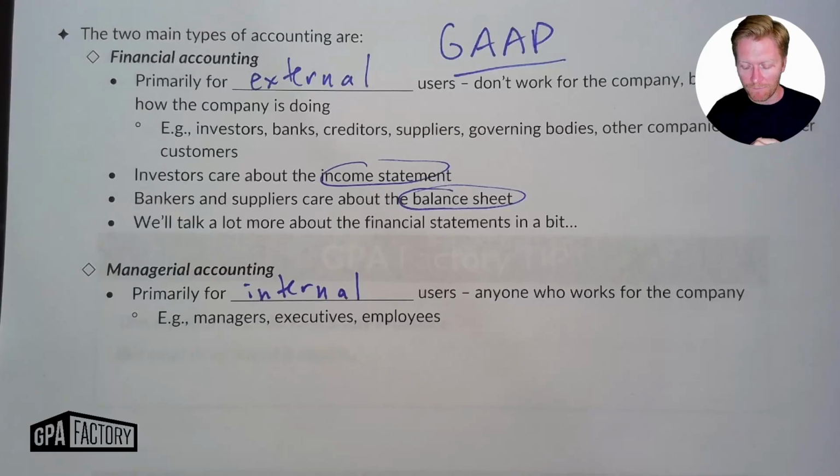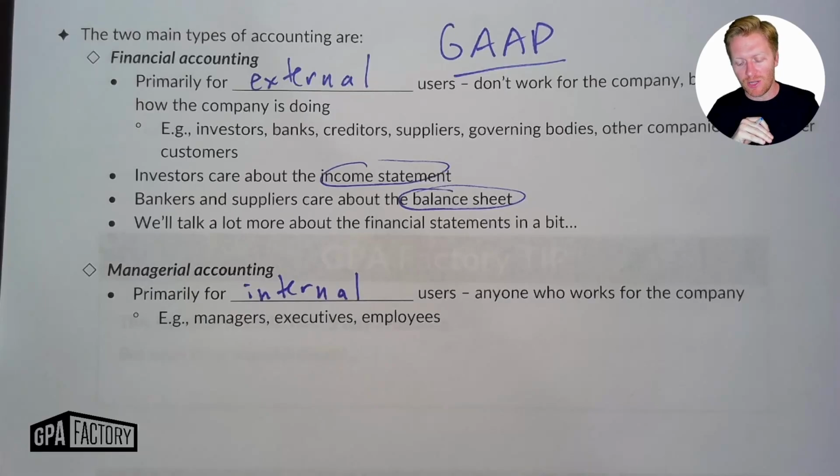It's really more about managers, executives, employees. How do they get financial information to help them make decisions? So it's really for internal users. That is managerial accounting. So it's going to be a lot of profit analysis, a lot of decision analysis, things like that.